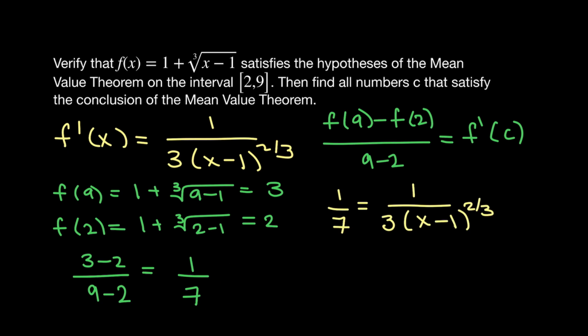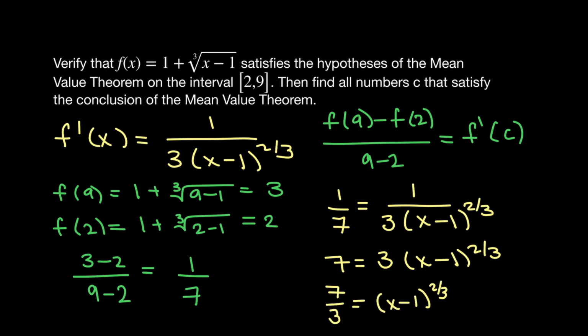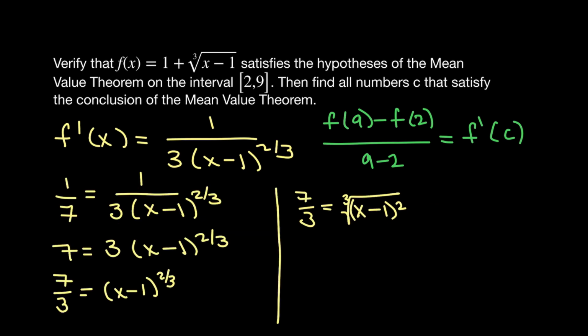So I'm going to take my derivative, set it equal to 1/7, and solve. We could cross multiply here, or since both numerators are 1, that means these two denominators have to be equal. So 7 has to equal 3 times (x minus 1) to the 2/3. I divided both sides by 3. And then this 2/3 power means I have a cube root and a squared. So my equation is now 7 divided by 3 equals the cube root of (x minus 1), squared.